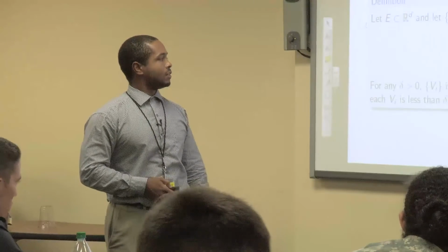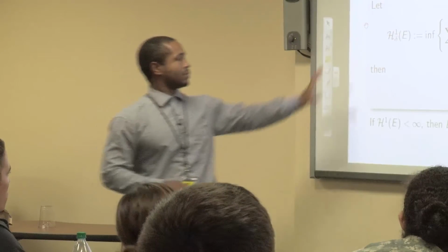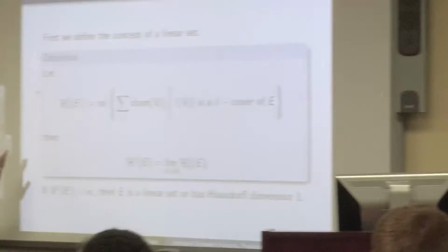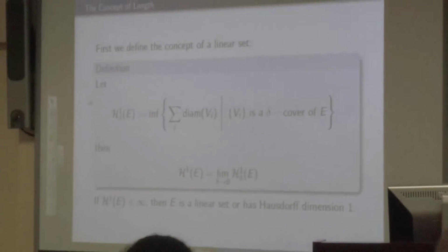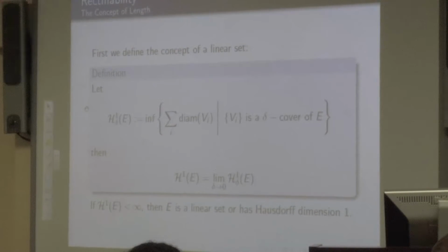So we have this concept of length, and we say that E is a linear set, or E has Hausdorff dimension 1, if we can measure this length in some reasonable fashion, meaning that we do this process and we get a number instead of infinity or something like this.